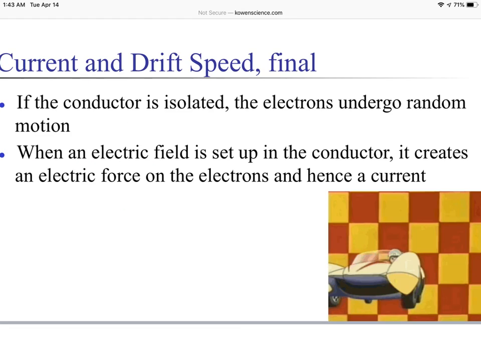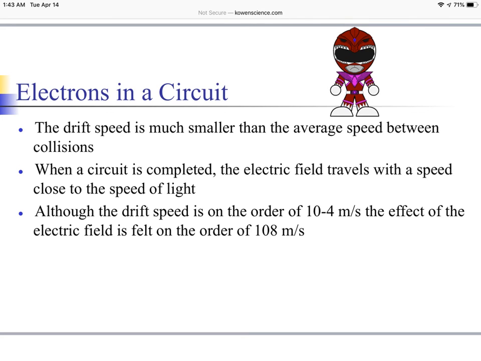If the conductor is isolated, the electrons will undergo random motion. When an electric field is set up in the conductor, it creates an electric force on the electrons. Therefore, it creates a current. The drift speed is much smaller than the average speed between collisions. When a circuit is completed, the electric field travels with a speed close to the speed of light. Although the drift speed is on the order of 10 to the minus 4 meters per second, the effect of the electric field is felt on the order of 10 to the 8 meters per second.